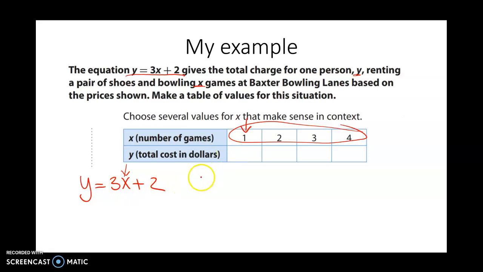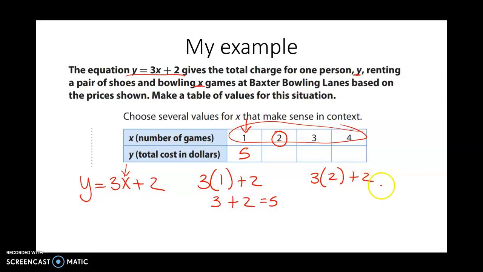So I'm going to rewrite the equation: 3 times, instead of x, it's going to be 1, plus 2. 3 times 1 is 3. Bring down the plus 2. 3 plus 2 is 5. Then I'm going to do it again and swap out for 2. So 3 times 2 plus 2. 3 times 2 is 6. Plus 2 is 8. So my answer there is 8.